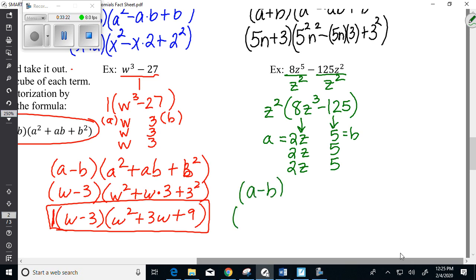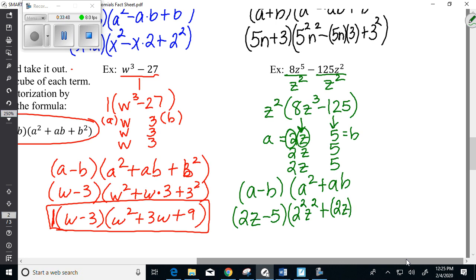A minus B is 2z minus 5. A squared, so remember from the last example, you have two terms, so 2 squared, z squared, plus A times B, so that's plus 2z times 5, plus B squared, 5 squared. So now we're ready to simplify and be done.